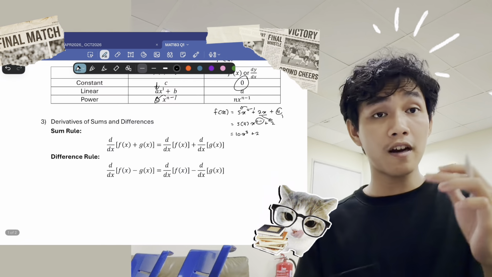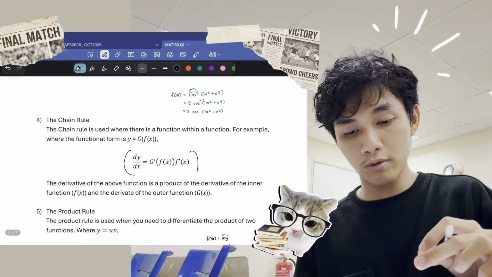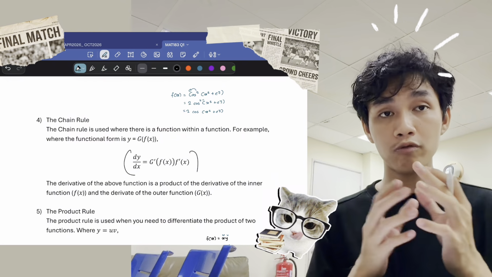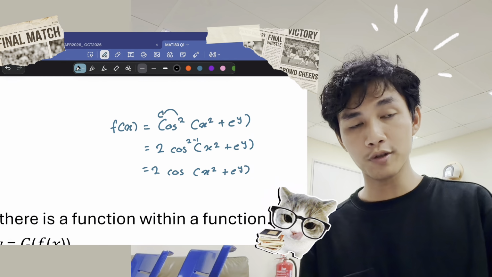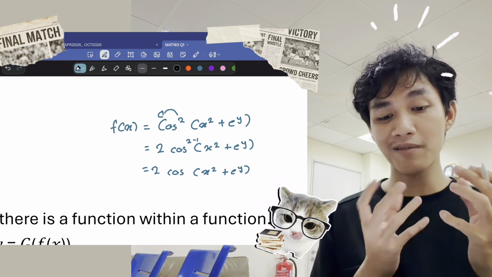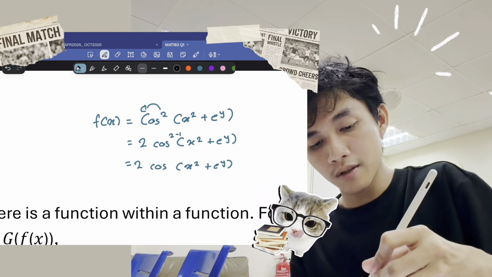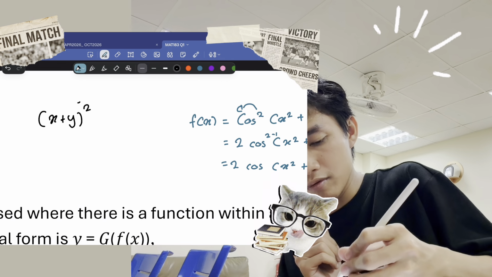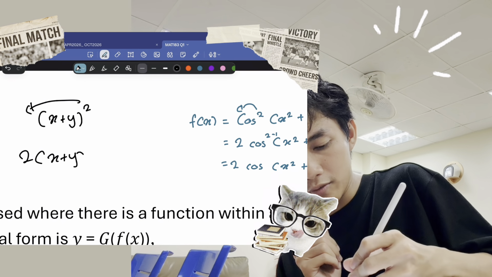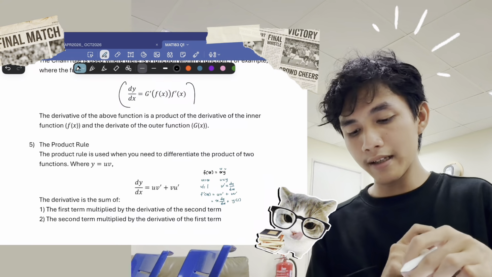The next one is the derivative of sums and differences. This is the formula for it. And the next one is the chain rule. The chain rule is where there are two functions at the same time. So this is the example for the chain rule. It is not a completed practice, but just a view of the chain rule. So for example, the big 2 and this 1, 2 minus 1. This is the example.